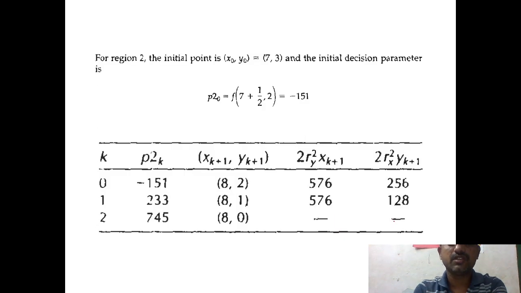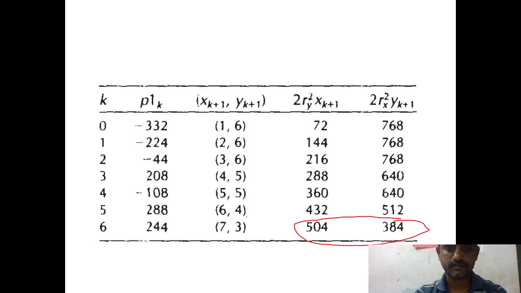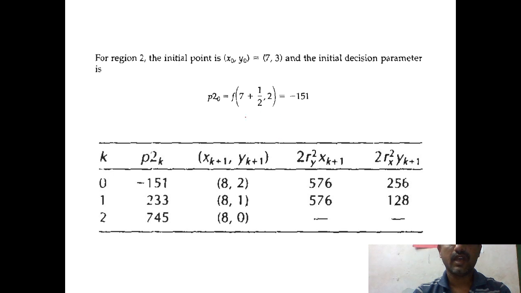For region 2, the initial point is (7, 3). Here, see, this is the initial point of region 2. And the initial decision parameter is p2_0 equal to f of (7 plus 1 by 2, 2), which is minus 151.